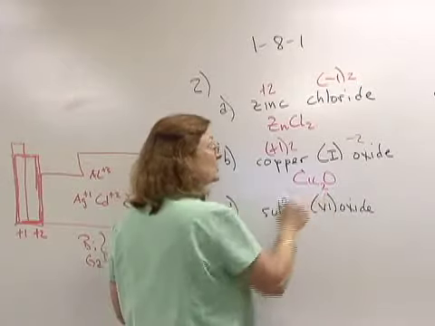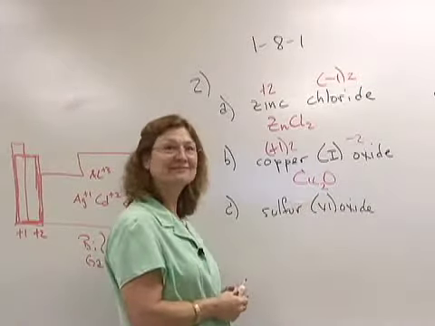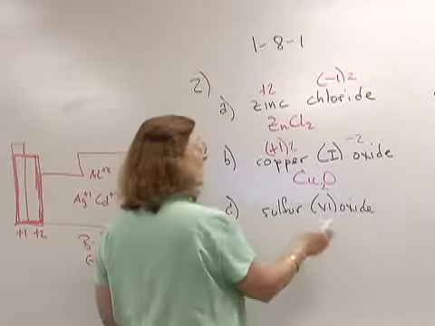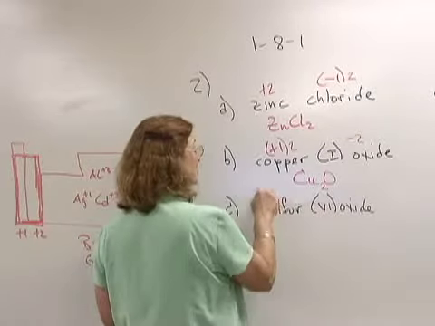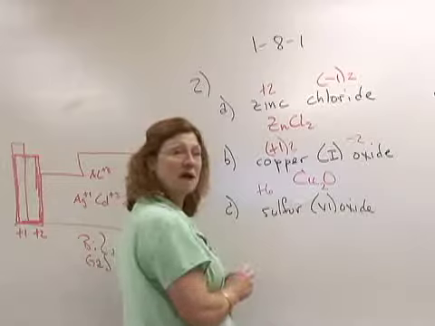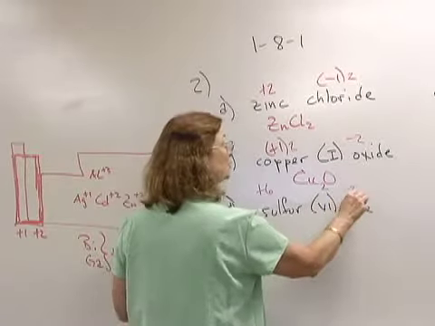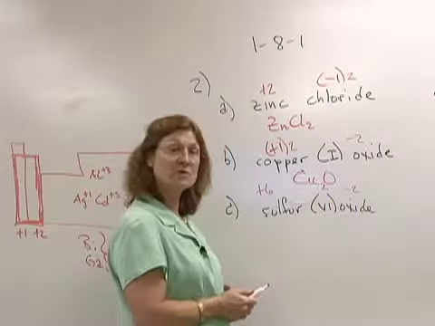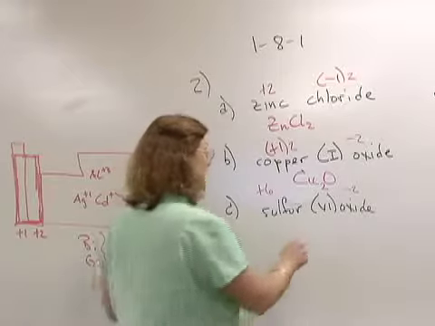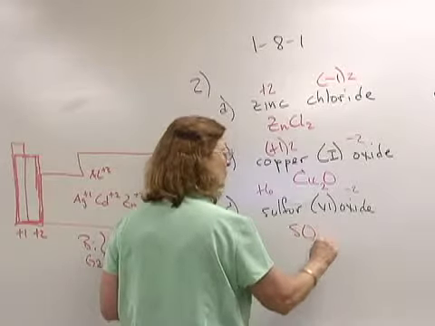This small number is called a subscript. This Roman numeral 6 is saying that sulfur is +6. Oxygen is -2. The least common multiple between 6 and 2 is 6. So it's SO3.